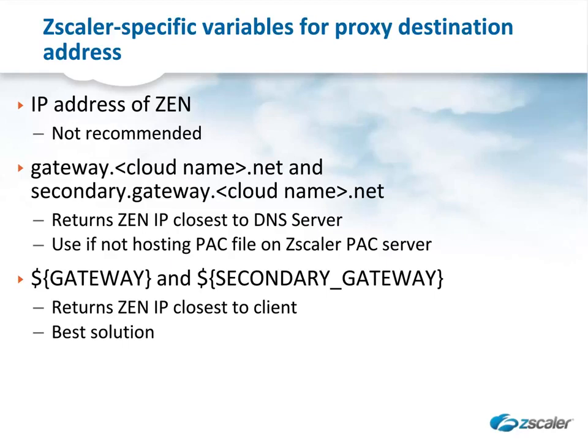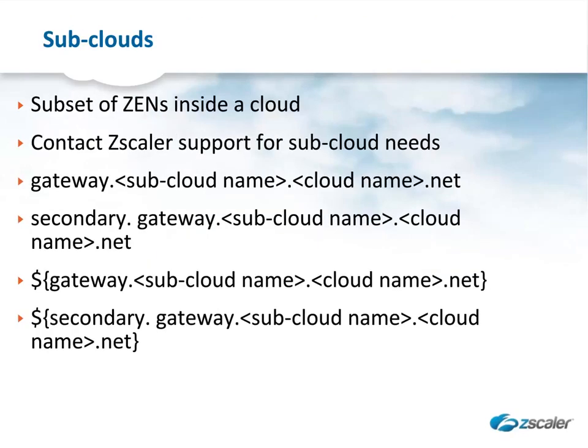However, the best solution is to host your PAC files on Zscaler's PAC servers and use the gateway and secondary gateway variables. In this case, the PAC server will supply the closest ZEN addresses to the client, resulting in the best possible user experience. One quick note on subclouds. A subcloud is a subset of ZENs within a given cloud. Say for example you are on the Zscaler 2 cloud, but you want all of your traffic to only be sent through ZENs in Europe. In that case, you should contact Zscaler support and they will give you the DNS and/or PAC file variable names to be used for that subcloud.